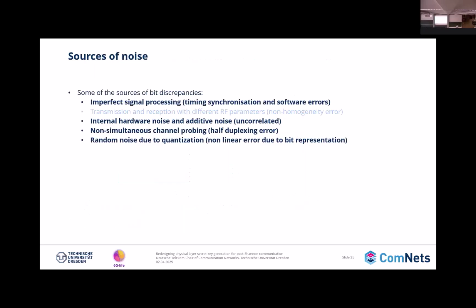So what are the sources of these errors? We have imperfect signal processing, which could be because of timing synchronization errors or software errors, some signal processing errors. And then there would be internal noise or hardware errors, which are highly uncorrelated between the terminals. And then there are channel probing errors because we're using half duplexing mode in our hardware, in our PLC schemes, and that could actually provide us non-simultaneous channel measurements. And then there was also random noise that was introduced by quantization. We'll come to that part soon.